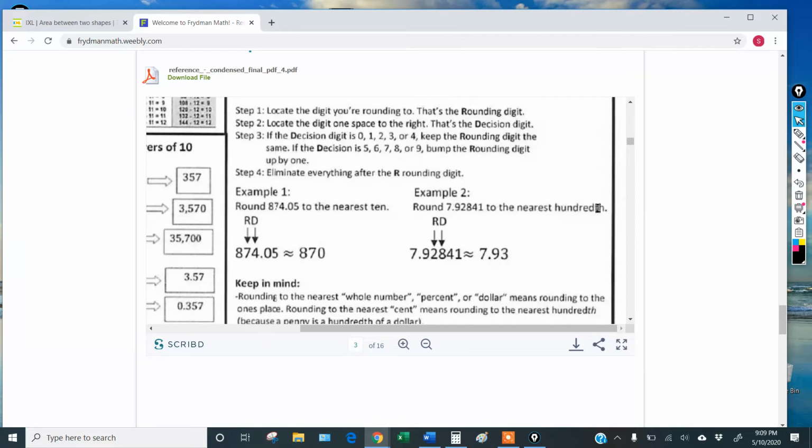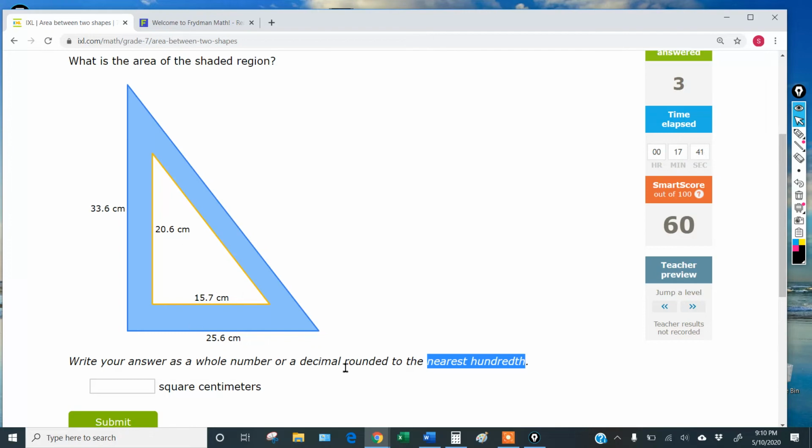In this example, since we're rounding to the nearest hundredth, this is the hundredths place right here, 2 decimal places after the decimal point. So that's what we would call the rounding digit. The decision digit is the next digit over. That's the 8. Now an 8 is going to tell us to bump this up by 1. So that rounding digit, which used to be a 2, we're going to bump up to a 3. And then step 4 here is eliminate everything after that. So our approximation for this number would be 7.93. So there's a little bit of a review on rounding, even though I didn't actually have to round for this problem.